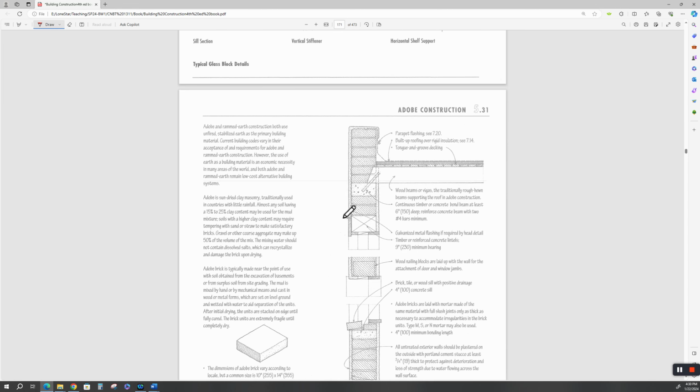Adobe construction, we are not going to beat this up. Adobe is sun-dried clay masonry. We don't have adobe construction down here, just like we don't have rammed earth and we don't have hay bale houses.